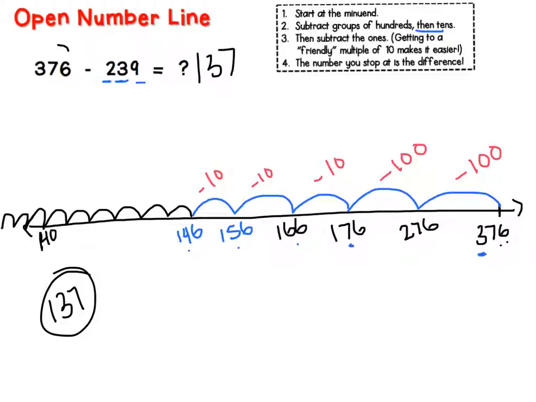So I started at the minuend and I subtracted groups of hundreds, tens, and then finally my ones on the number line to get a difference of 137.